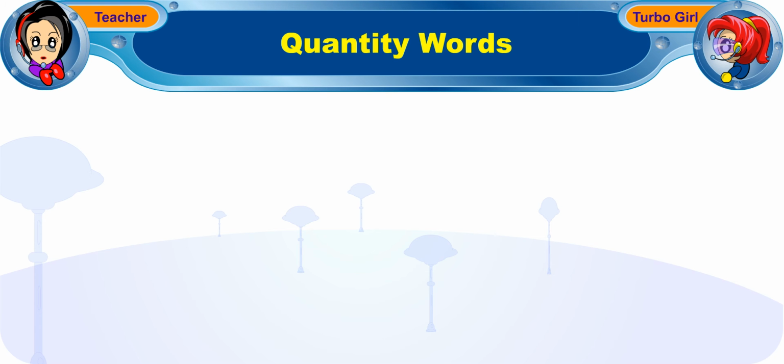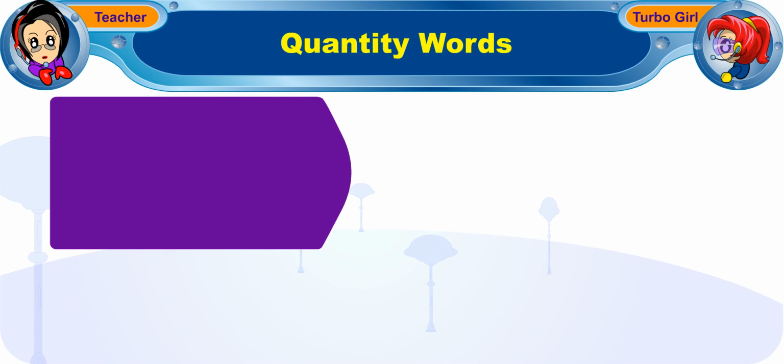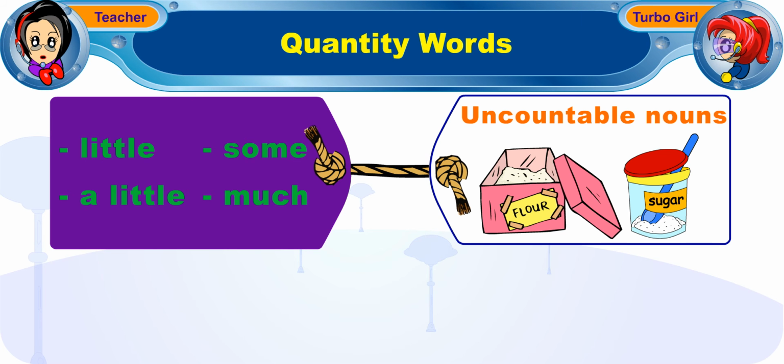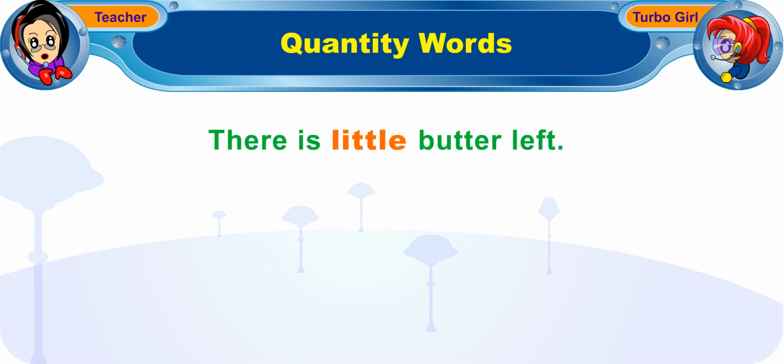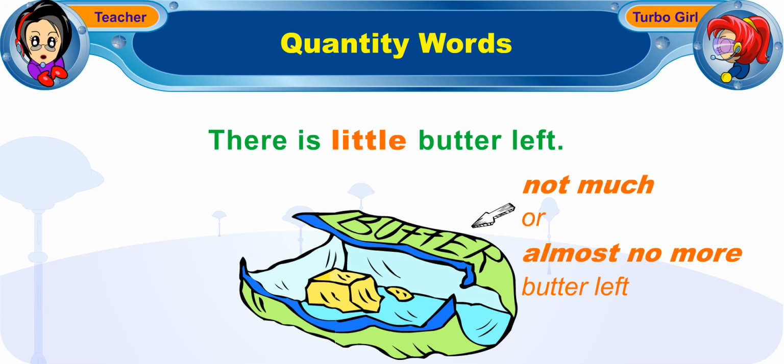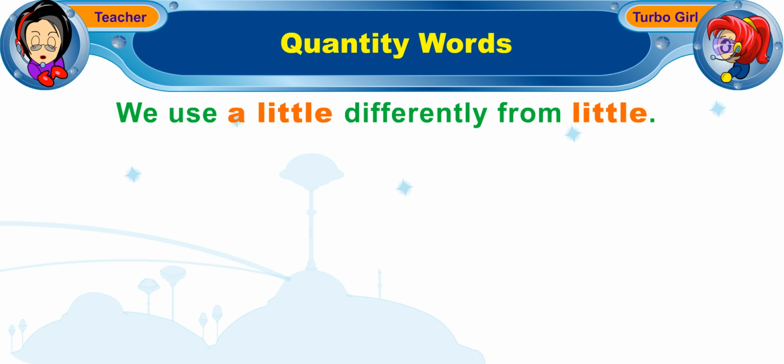That's right. Let's move on to the quantity words little, a little, some, and much. We use them when we are talking about uncountable nouns. Look at this example. There is little butter left. We use the quantity word little because we want to tell people that there is not much or almost no more butter left. We use a little differently from little.